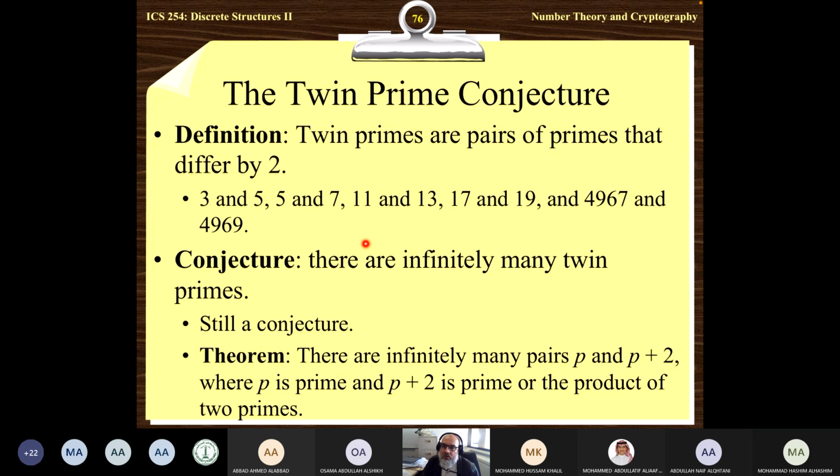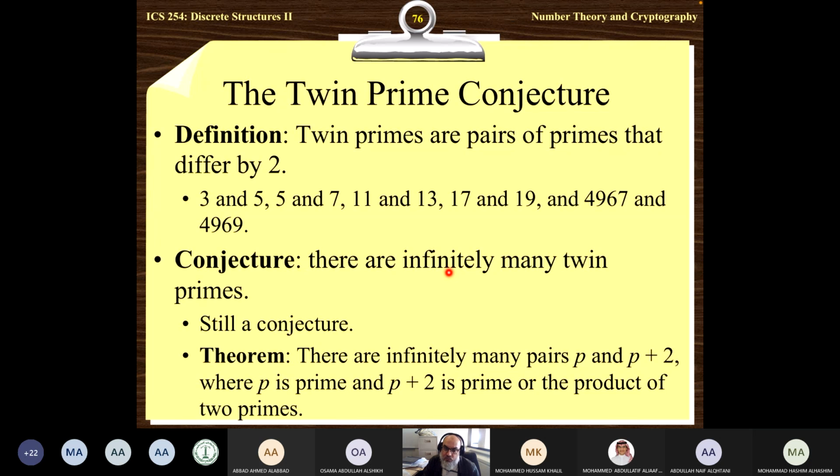Let me ask you the following question. Do you think when the numbers grow bigger, the possibility of a number and the number plus 2 both being prime will go up or go down? I think it will go down. It will definitely go down, because we will have many more composite numbers. The possibility of composite numbers basically increases, right? Yet, this is still a conjecture. Nobody was able to prove that twin primes are infinite.